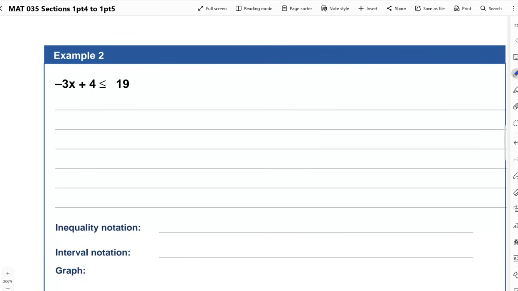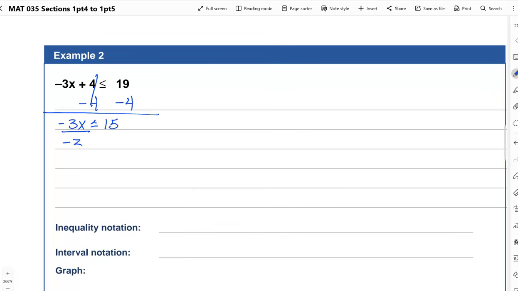Next one, we have negative 3x plus 4 is less than or equal to 19. The goal is to get the x term by itself, so we're going to peel that first layer off. We're going to subtract 4. So I have negative 3x is less than or equal to 19 minus 4, which is 15.